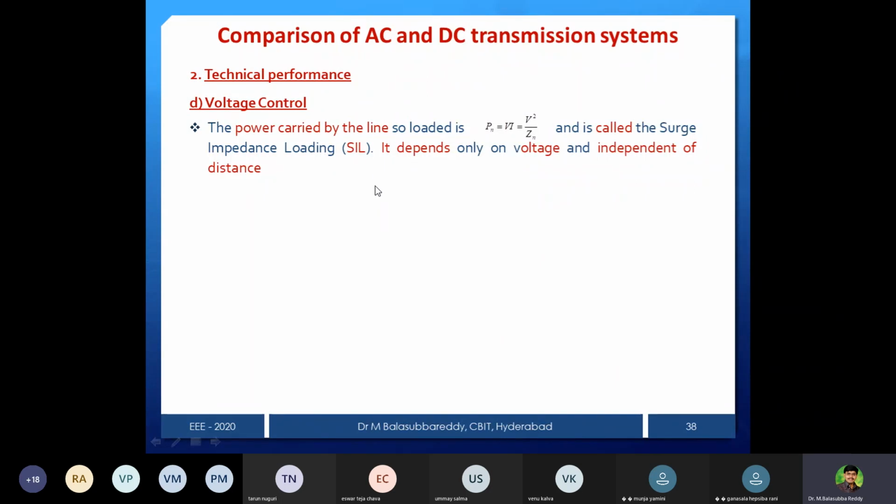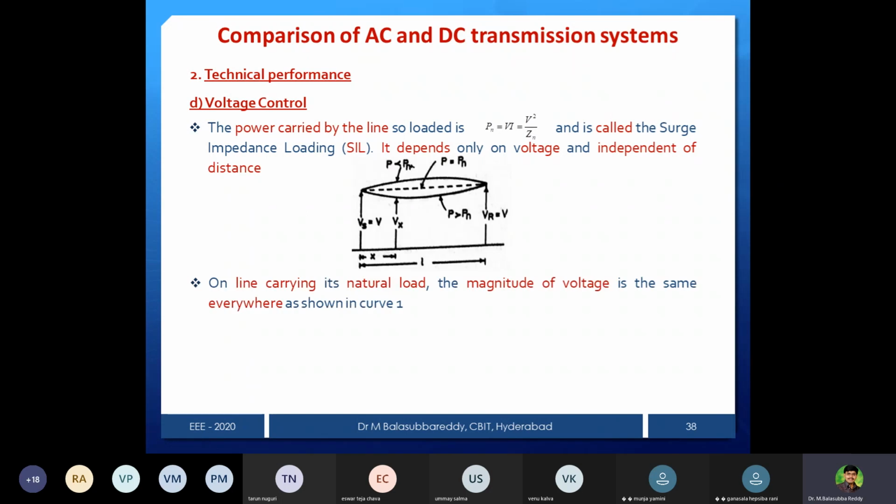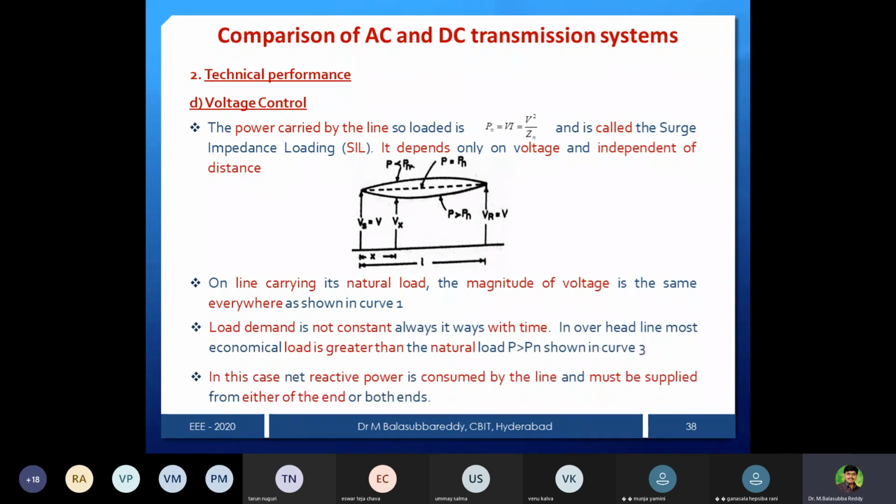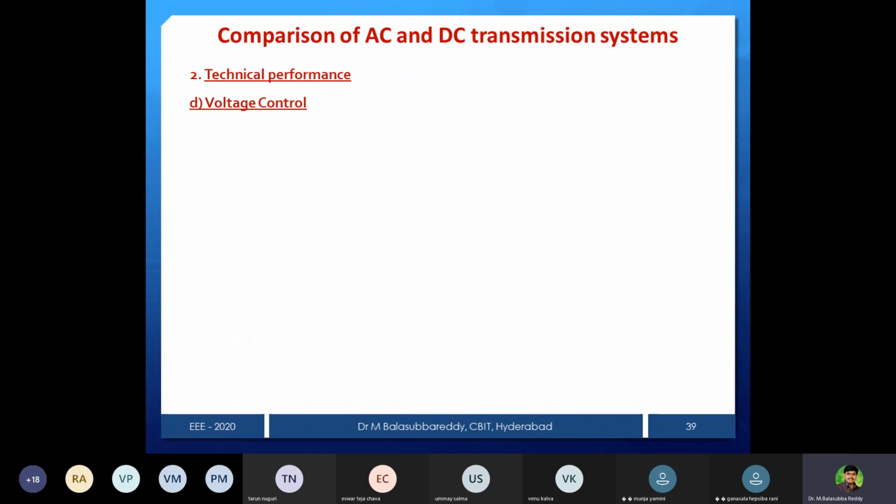So SIL, that is the surge impedance loading, depends only on the voltage and the impedance of the line. And we can notice here, when P is equal to Pn the voltages are the same, and when P is greater than Pn, different voltages take place, and also when it is less than Pn. All these things we have to handle using compensation, whether the natural load is greater than the normal load or less than the normal load. The diagram shows that compensation is not required unless P is not equal to Pn. Other than that, we need compensation. Whether the system is absorbing the reactive power or generating the reactive power, in all cases we must compensate.